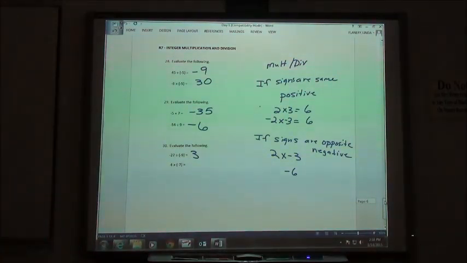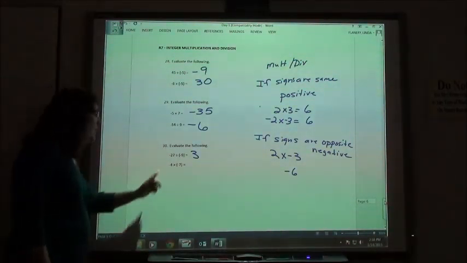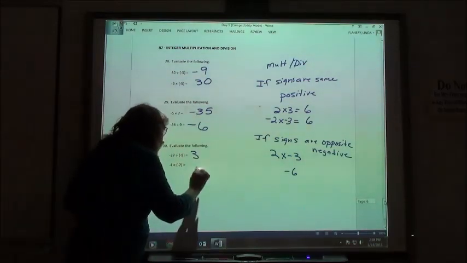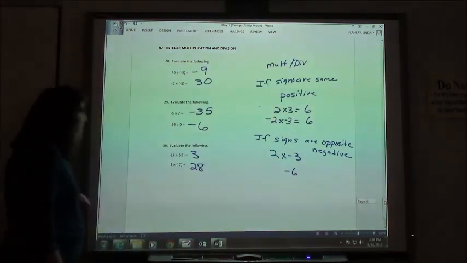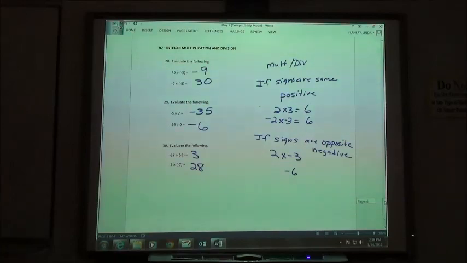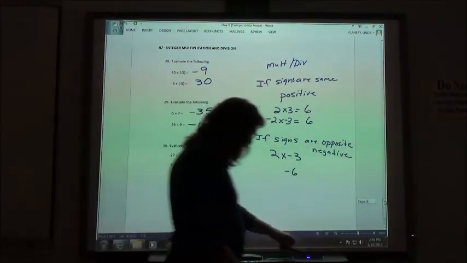And then on the bottom one, I have a negative 4 times a negative 7. Negative times a negative again is a positive. 4 times 7 is 28. And that is the end of the homework page, day 1.